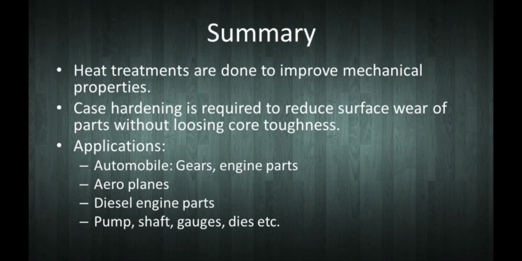Now summary: heat treatments are done to improve mechanical properties. Case hardening is required to reduce surface wear of parts without losing core toughness. It is used in gears, engine parts, aeroplanes, diesel engine parts, pump shafts, gauges, dies, etc. Now that we know, we work in the aviation industry, we know that most of the parts that we require have gone through a heat treatment process, and the different types of heat treatment process that they have gone through we can understand from this.